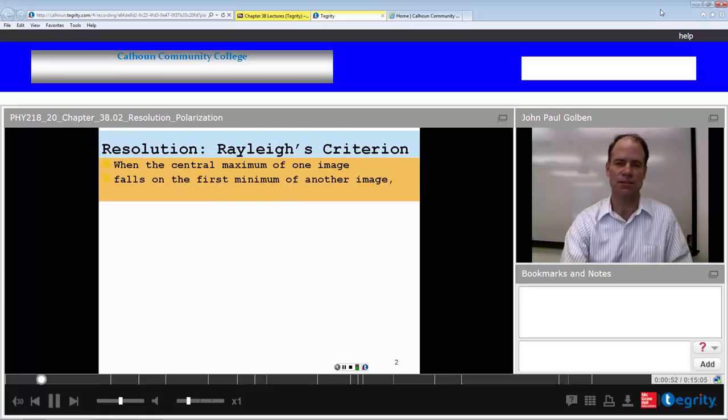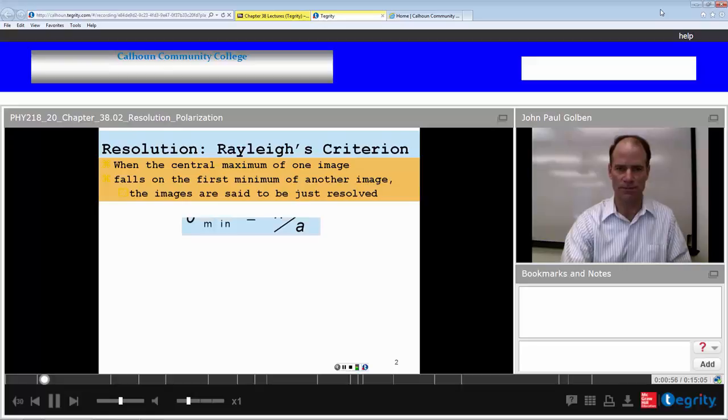When the central maximum of one image falls on the first minimum of the other, the images are said to be just resolved. This corresponds to an angle equal to the wavelength of the light divided by the slit distance, or whatever aperture distance you have at that point.